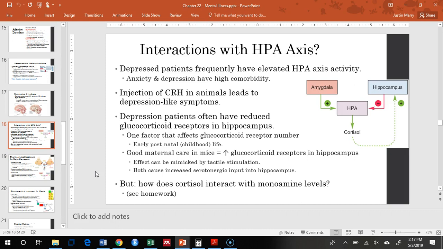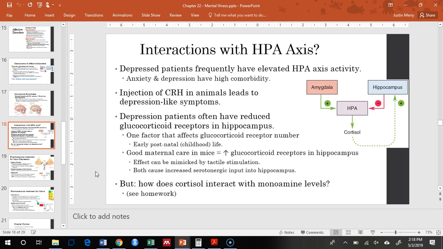And the connection with the monoamine stuff, and this is where the homework paper for this chapter that I had you read comes in, is that serotonin, in particular, one of the monoamines, tends to increase the number of glucocorticoid receptors in the hippocampus. And so if you don't have enough glucocorticoid receptors, because you don't have enough serotonin, then that in turn could lead to not enough inhibition of the HPA axis, which could lead to too much cortisol, which could lead to further damage of the hippocampus. And so then you have this runaway system.